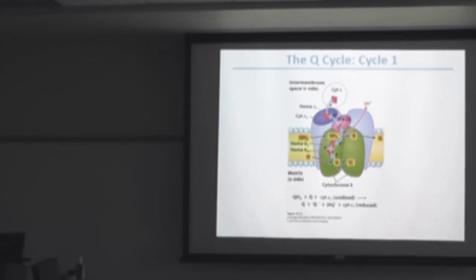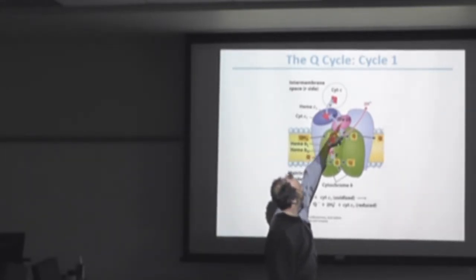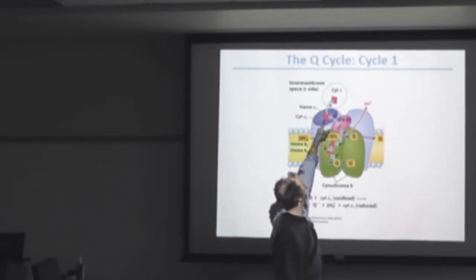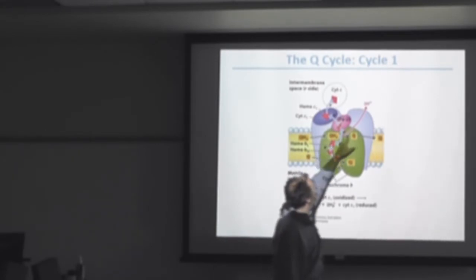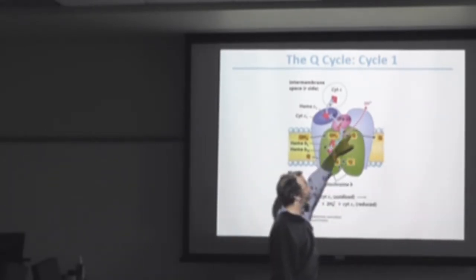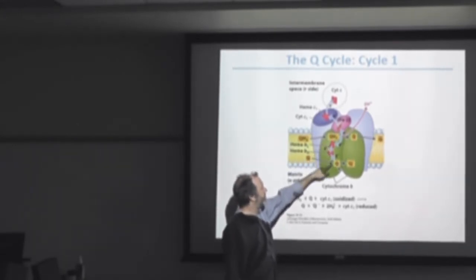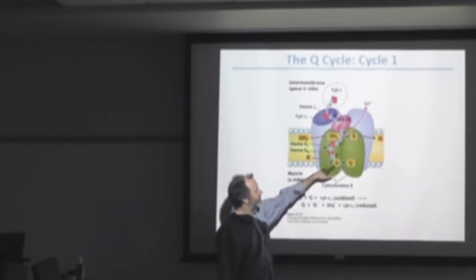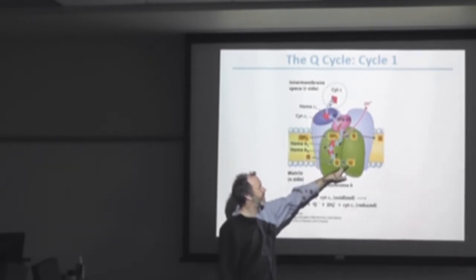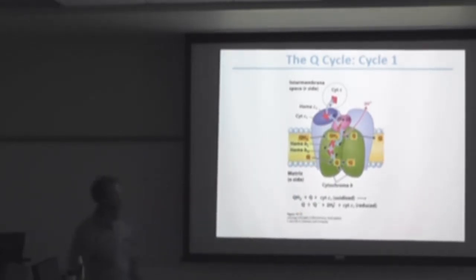And like I said before, the reduced ubiquinol binds, the electrons get split apart to an iron sulfur center, to heme C1, and then to cytochrome C in the intermembrane space, pumping 2 hydrogen ions across into the intermembrane space. The other electron goes down to form a semiquinone form of ubiquinone, because it accepts 1 electron, and then goes back to this cytochrome B site. And that's the first cycle.